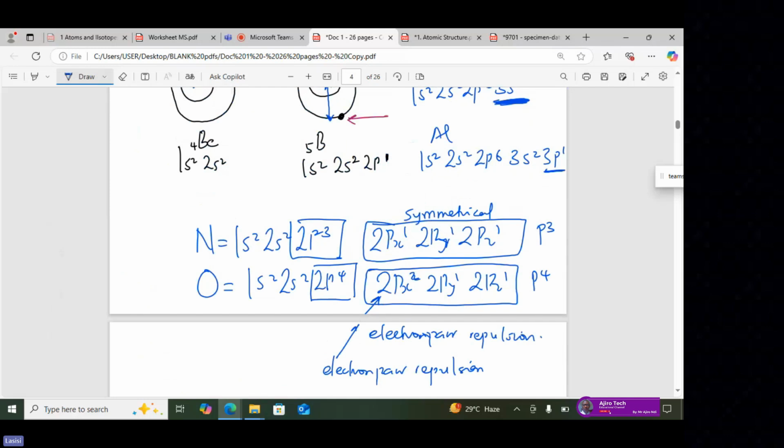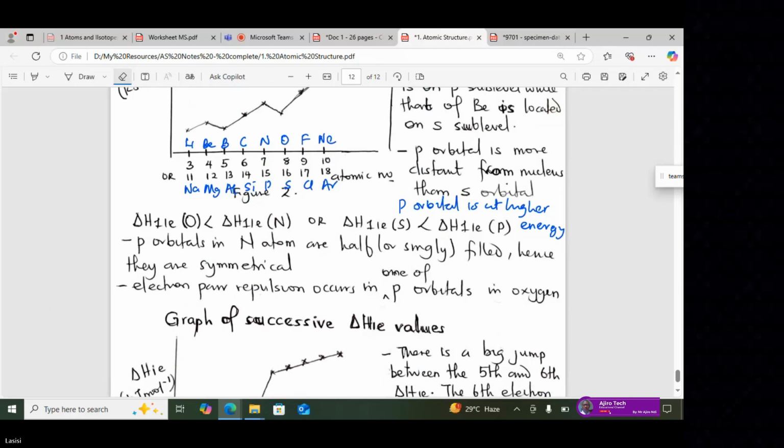Nitrogen p orbitals are 1. They are stable, they are symmetrical. Oxygen is 2. So you know the reason why nitrogen is higher now. What's the reason I put in your note? Read it for me now. Why lower than nitrogen? Can you read? P orbitals in nitrogen atom are half or singly filled, hence they're symmetrical.